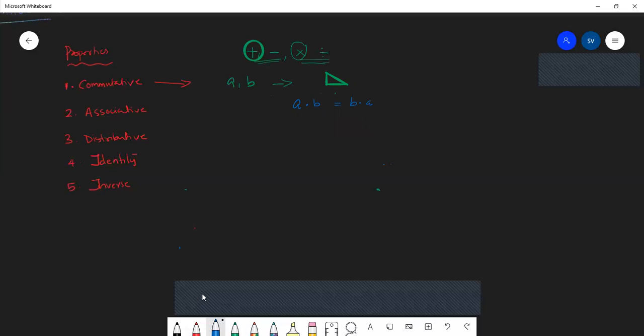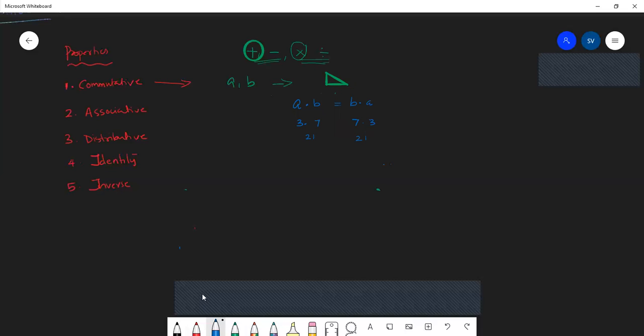Example, 3 times 7. 3 and 7 are two numbers. So what is 3 times 7? 3 times 7 is 21. If it is 7 times 3, 7 times 3 is also 21.